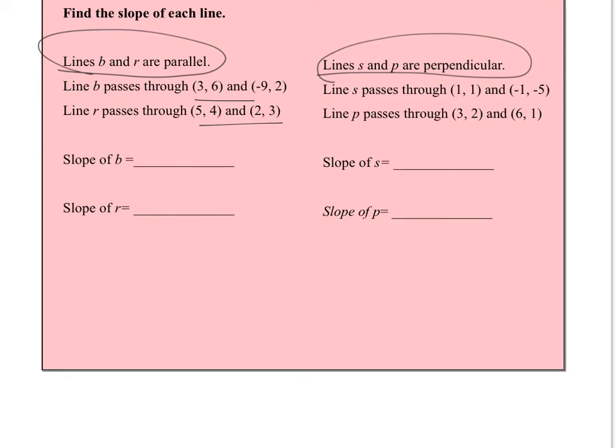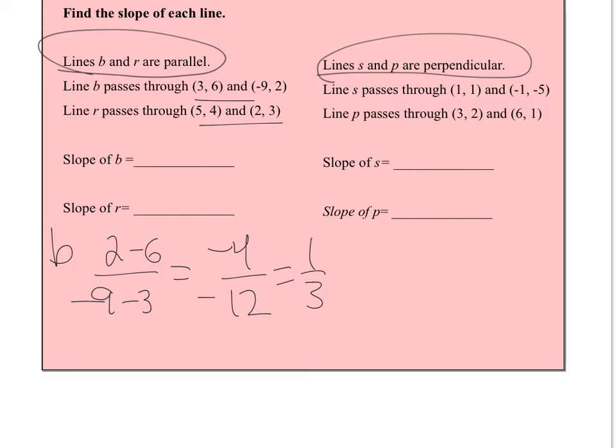For line B, I want to go y minus y. So I'll go 2 minus 6 over negative 9 minus 3. What you figure out is if I flip that around, it would still be fine. So this is going to be negative 4 over negative 12, which simplifies to 1/3. Line R is going to be 4 minus 3 over 5 minus 2, and that simplifies to 1/3. So 1/3, 1/3.